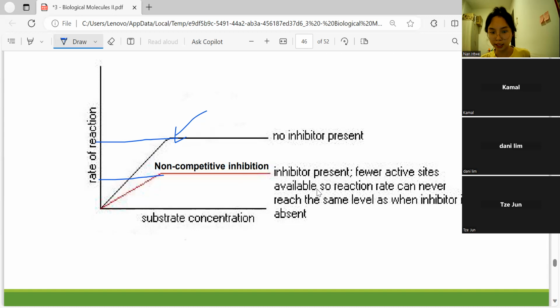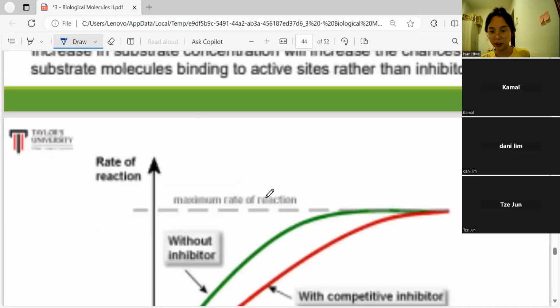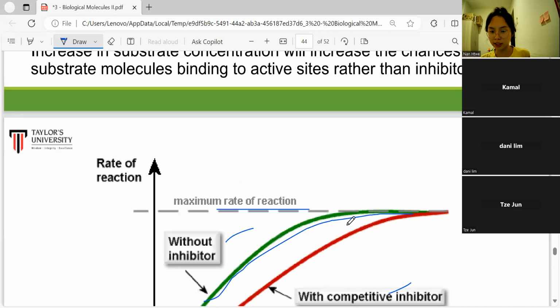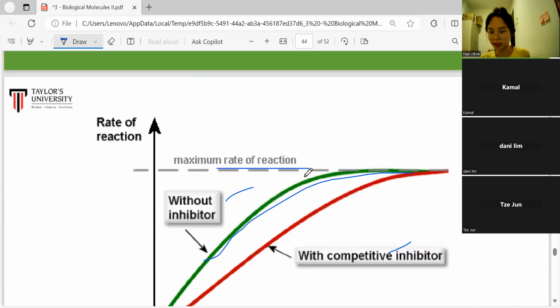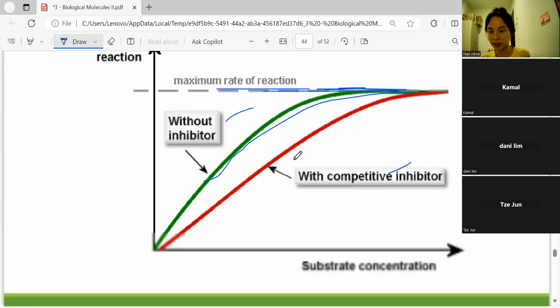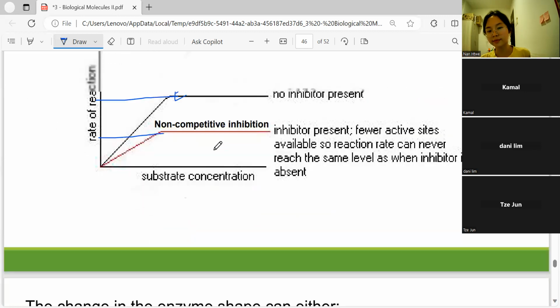again here. You can see that the maximum rate of reaction can still be achieved even with the competitive inhibitor. It's the same here, right? But for the non-competitive inhibitor, it's not like that. The rate of reaction is reduced. Do you understand it so far? Any questions here?